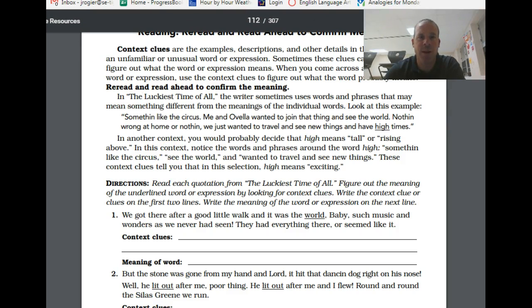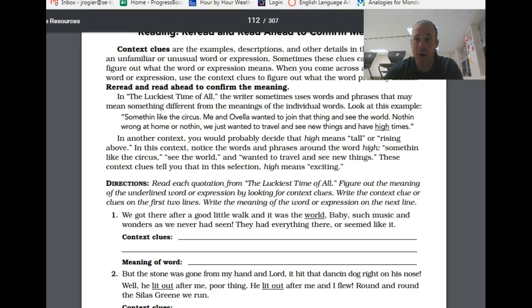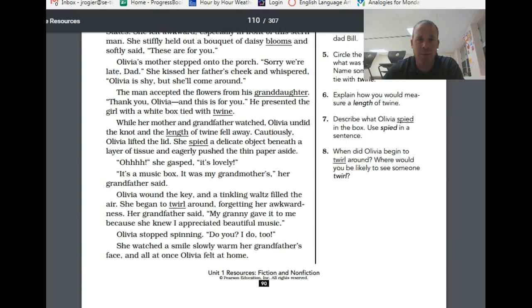So basically down here you're going to find your context clue. Write your context clue there, and then when you think you have the meaning of the word, write the meaning of the word there. Okay, pretty simple. The next page after that is the point of view page, and we've been doing a lot of work with point of view, so I'm hoping this one doesn't cause too much trouble for you.